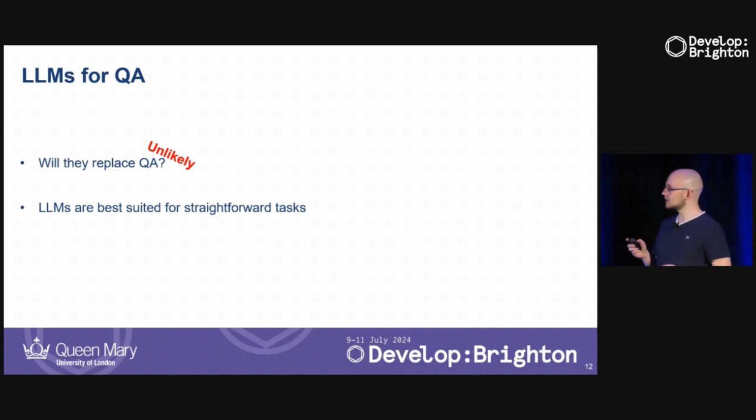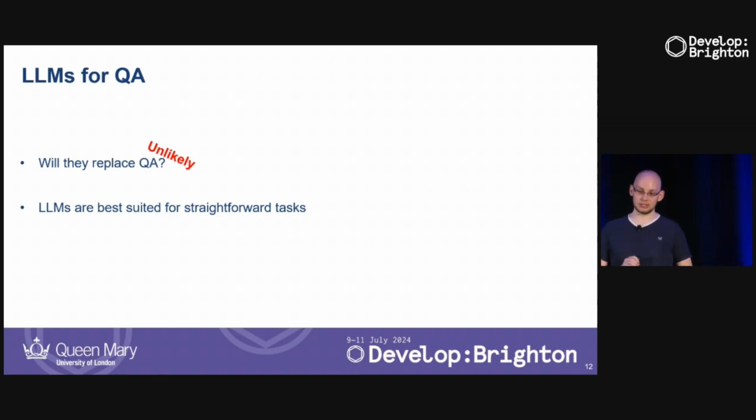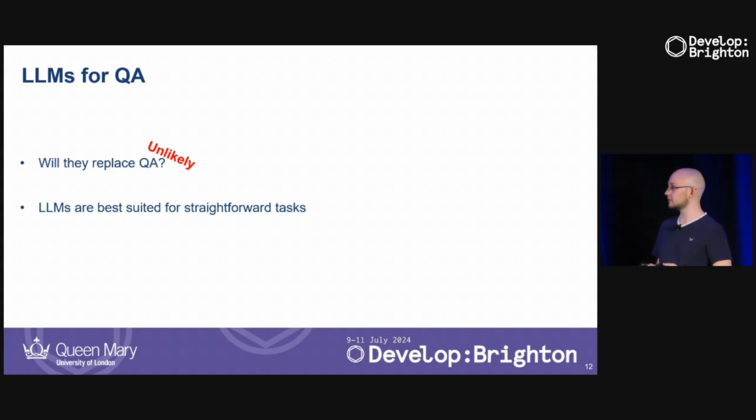So large language models are mostly suited for straightforward tasks. That's what I've gathered so far from my interaction with large language models, meaning if we have some kind of repetitive task where a human would just go through the motions, not even think about it, that's what large language models can do very well.